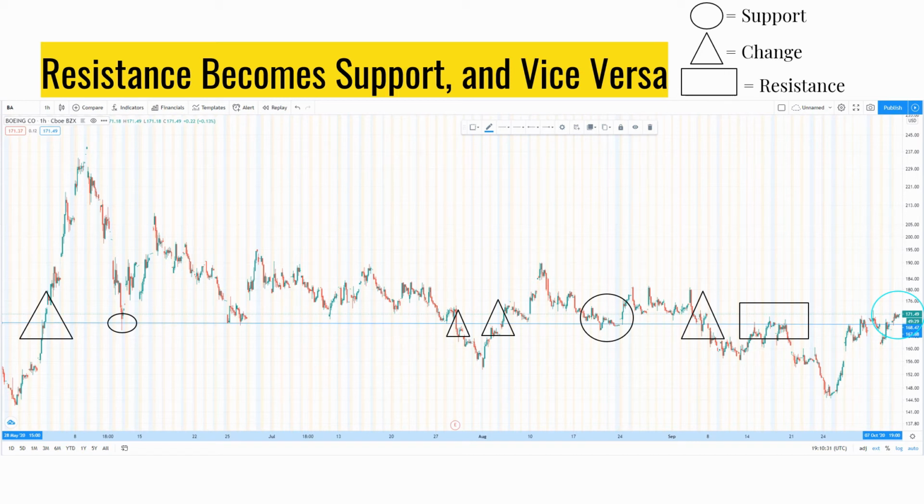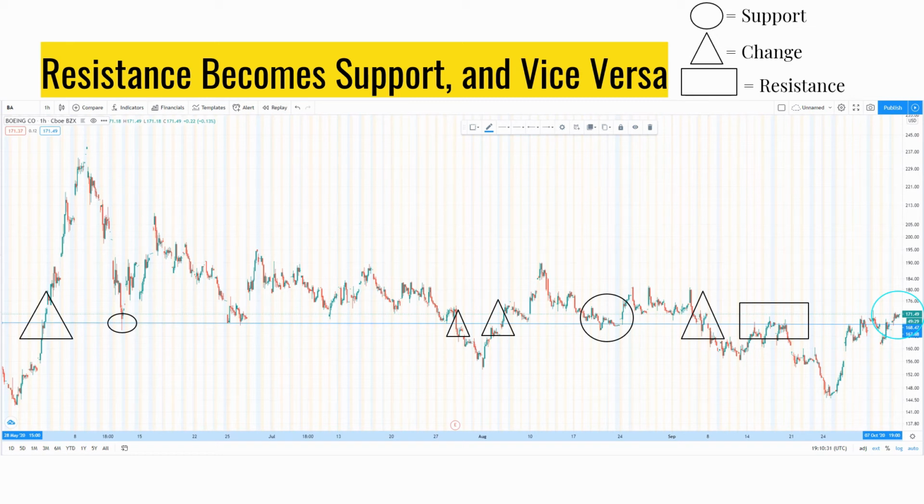Here we see an image of Boeing. I drew a horizontal trend line to see where the prices seem to find support and resistance. Okay, let's start from the left and move our way slowly to the right. So the leftmost triangle is when we see the horizontal line change from a resistance level to a support level. This change occurred because price was able to break through it. The circle next to it shows that the horizontal line is still a support level, as we see the price not being able to break through that level.